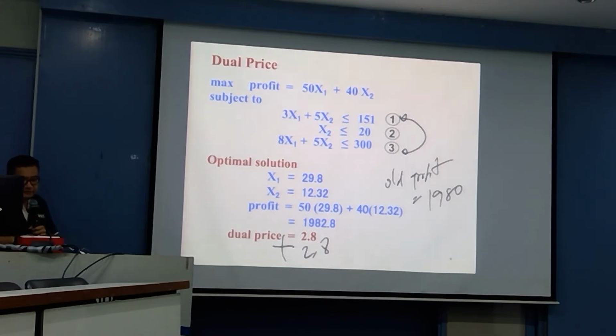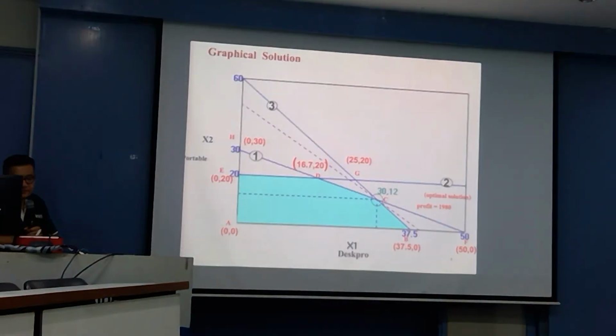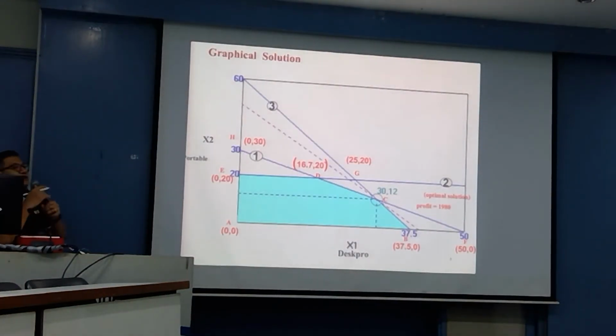How about the dual price for the second constraint? For the second constraint, we can note automatically that it is equal to 0 because the second constraint is non-binding. The second constraint is non-binding, so the dual price is equal to 0. How about the third constraint?